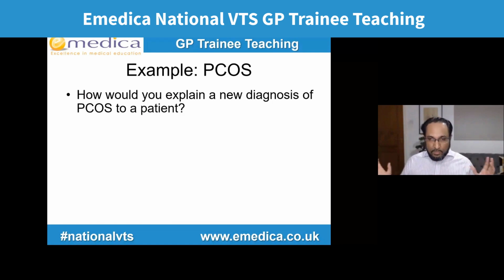A syndrome means where different things are affected. It can affect your skin, for example, and cause hair growth. It can cause acne. It can affect weight and make it more difficult to lose weight. It can affect your periods. And that's why we call it polycystic ovarian syndrome.